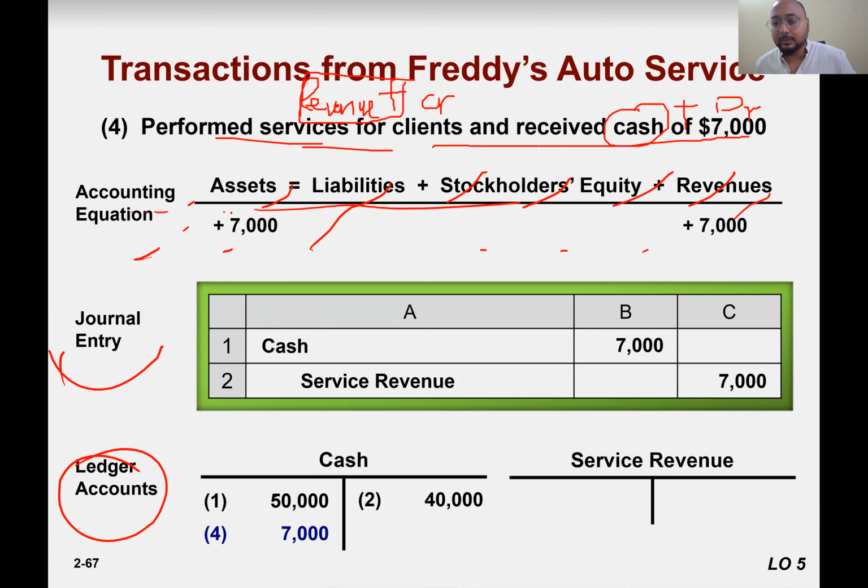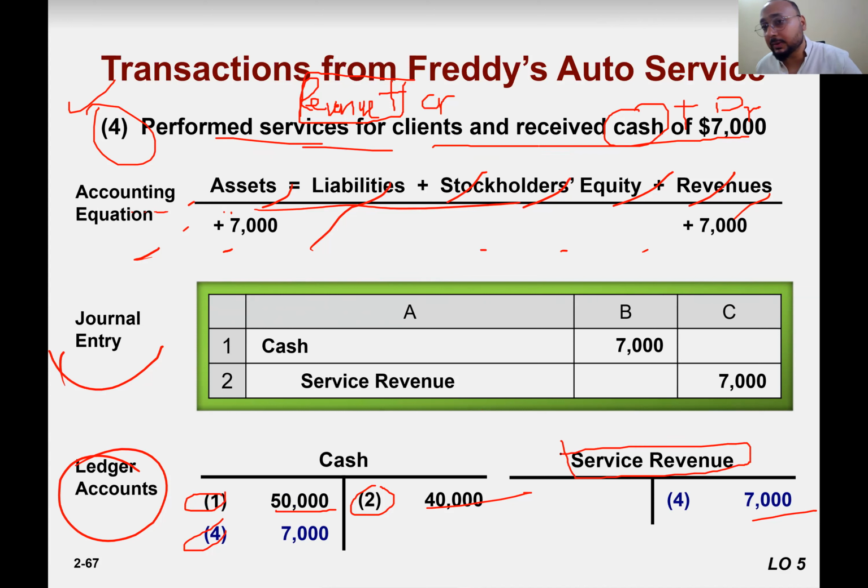And when you post it, we already have developed the cash account in an earlier transaction. So you see, this 50,000 is coming from the first transaction. This 40,000 is coming from the second transaction. And this 7,000 is coming from the fourth transaction. So cash is debited, so 7,000 is placed here, right? And service 7,000 is credited, written on the credit side. Since we have not already established the service account, we make a T account of service revenue, right?